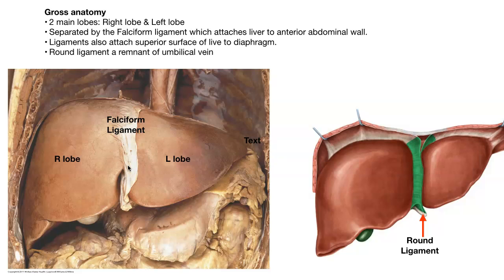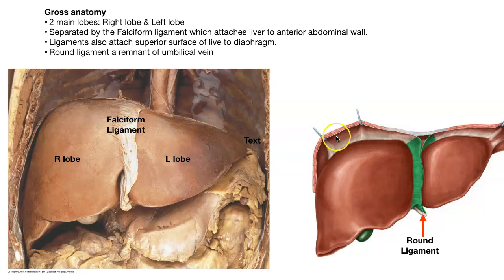And it is attaching the liver to the abdominal wall. And there are some ligaments attaching this liver right underneath the diaphragm. This is a huge organ, and it is being held in place by these ligaments.